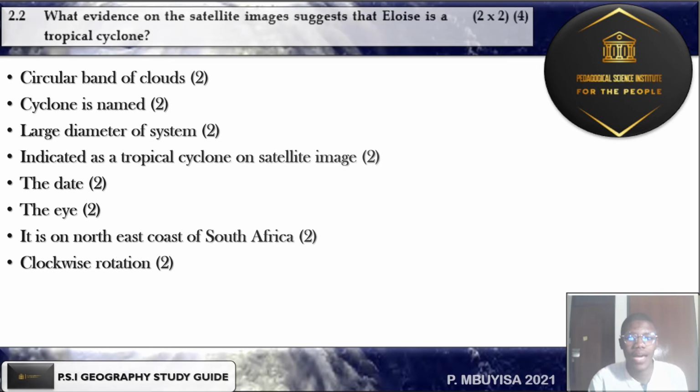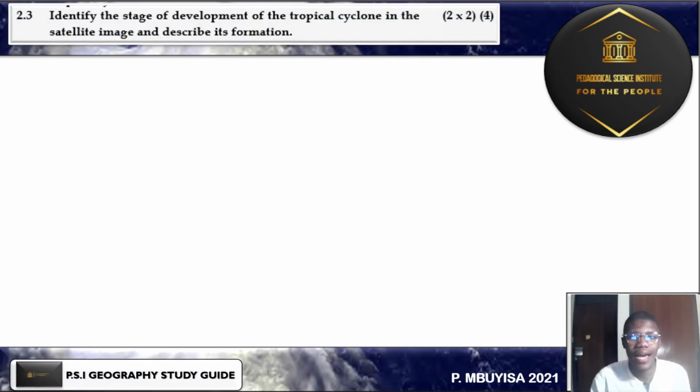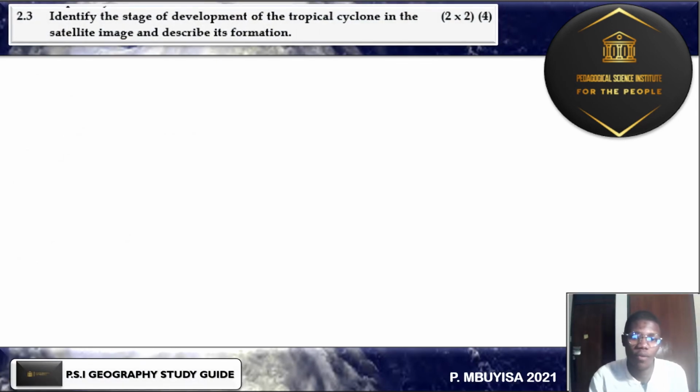2.3. Identify the stage of development of the tropical cyclone in the satellite image and describe its formation. Now, the stage of development of the tropical cyclone in the satellite image is the mature stage. And we know that in the mature stage of a tropical cyclone, pressure decreases to well below 1000 hectopascals. Basically, we like saying 965 roughly hectopascals or 995 hectopascals, depending on the stats they gave you.